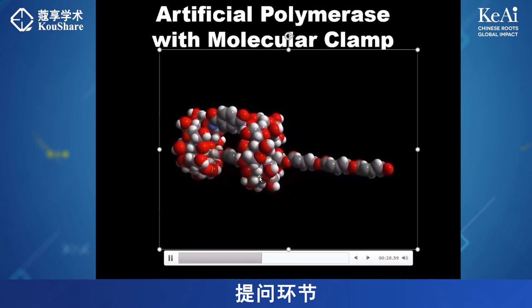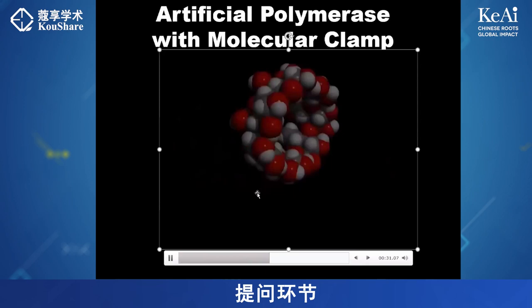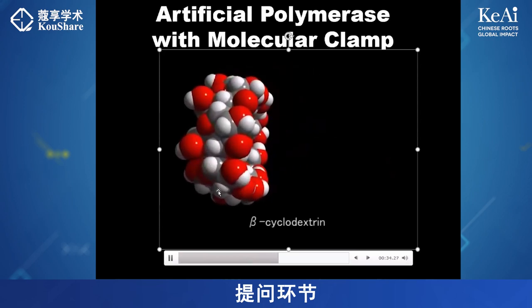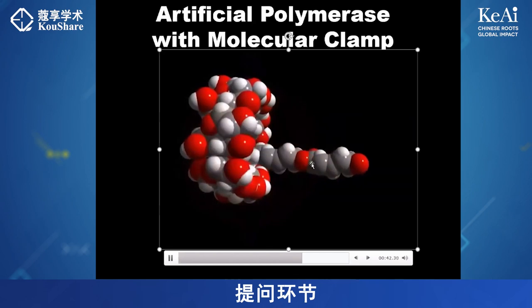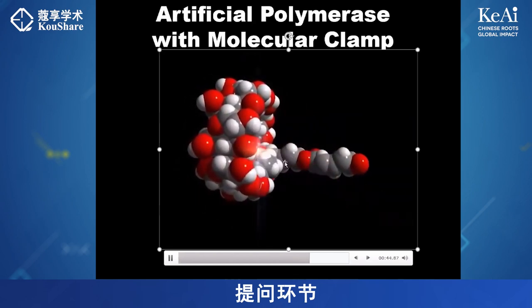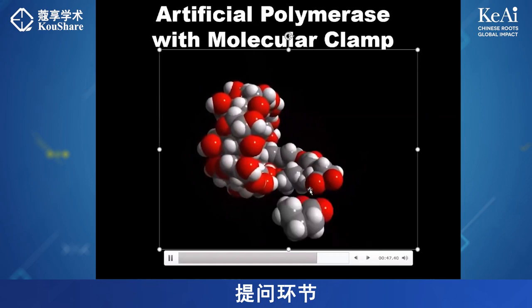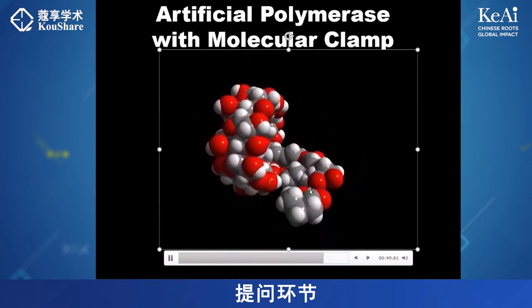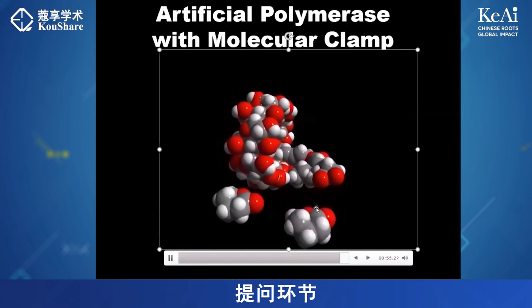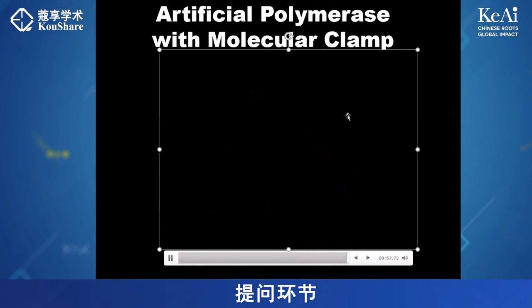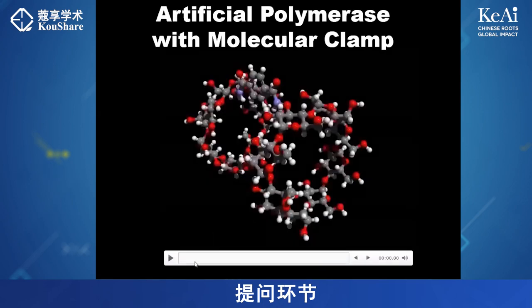This part is very important. As I showed before, the beta cyclodextrin includes the lactone and attaches here, and another monomer is inserted between the ends. But in this case, the growing chain inhibits the next inclusion of the monomer right here. So they need another ring to make the growing chain straight. This is important.